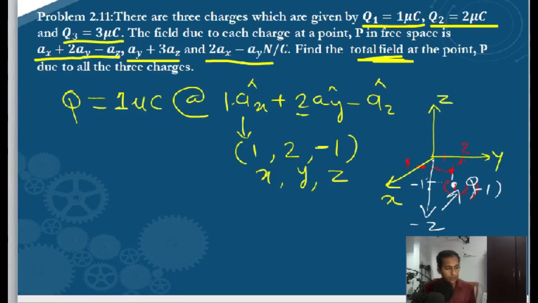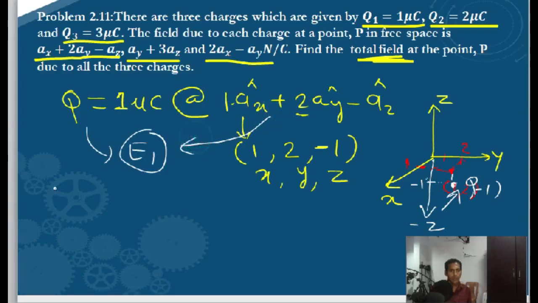Now due to this charge we have to find the field. This is Q1. Similarly you can imagine Q2 and Q3 in space. What we have to find out is the total field at point P due to all of them. So let us calculate them one by one. For Q1 we have this value Ax plus 2Ay minus Az. It will create some electric field E1.